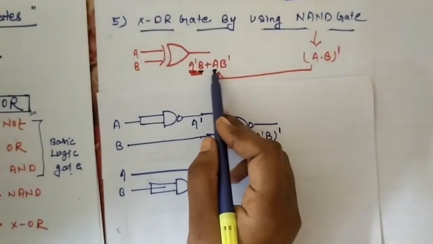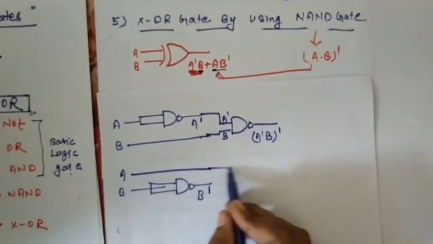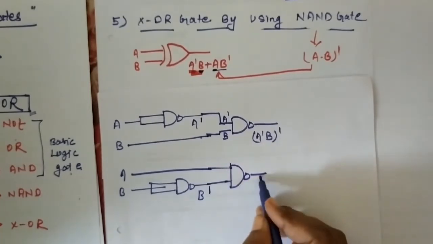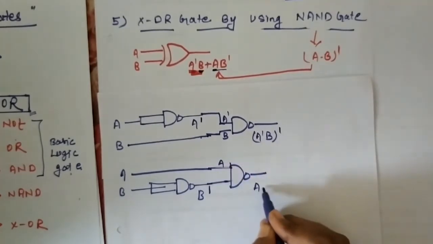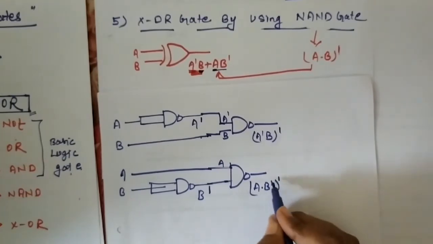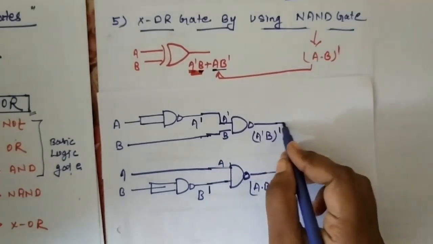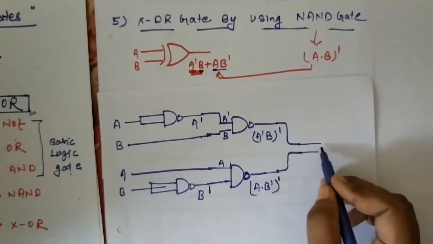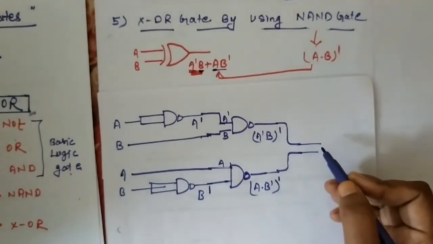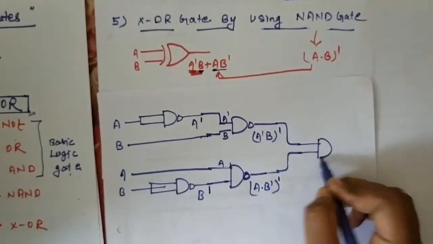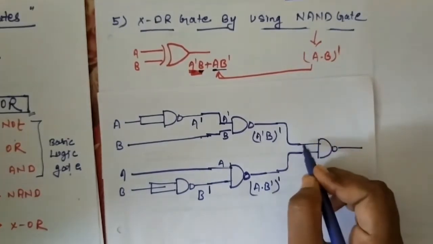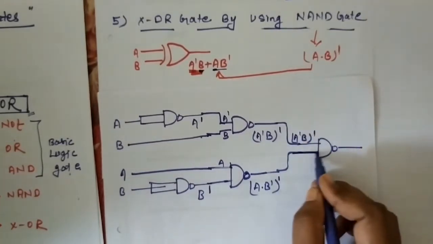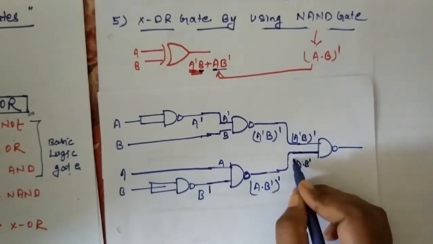Now for this one, A into B dash. Again use a NAND gate. So now the expression is, this is A, so (A into B dash) whole dash, because here is a not. After that, we want again one NAND gate. So input of this one, (A dash B) whole dash, and for this one, (A into B dash) whole dash.